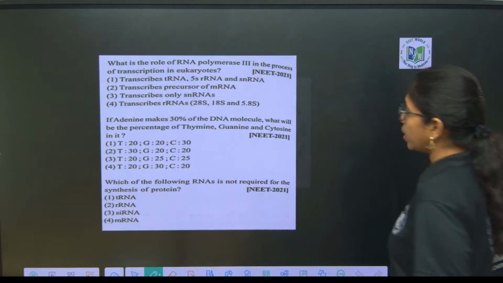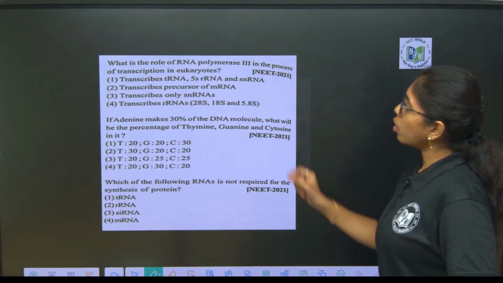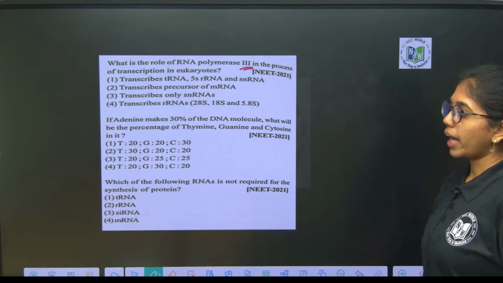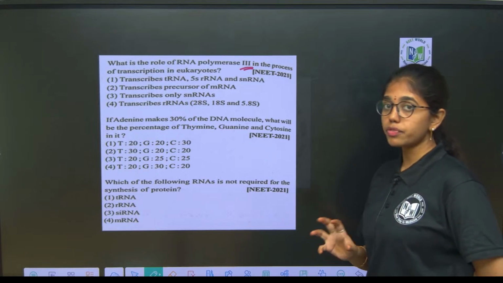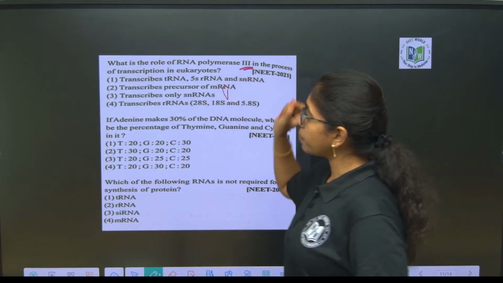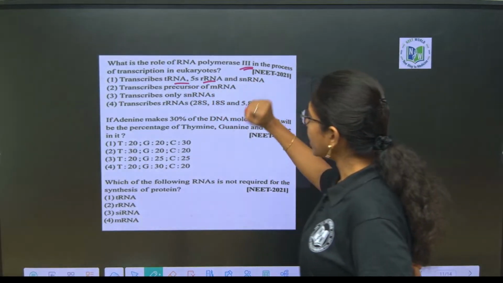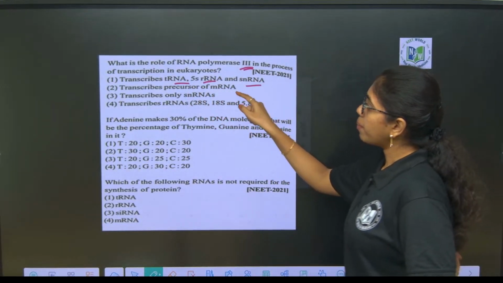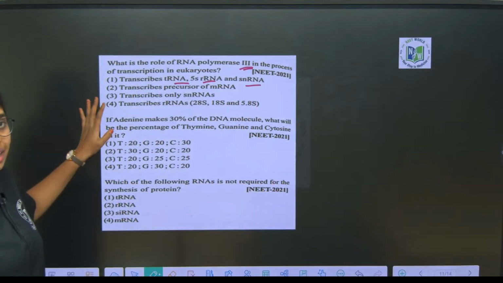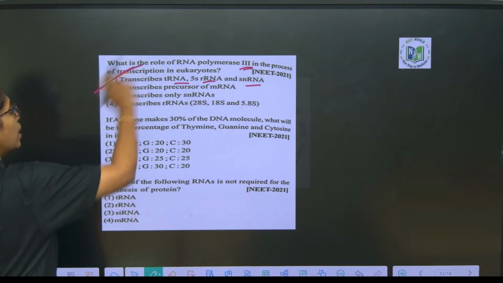Next question, statement based only. What is the role of RNA polymerase 3 in the process of transcription in eukaryotes? We have already discussed the functions of RNA polymerase 1, 2 and 3. RNA polymerase 3 mainly transcribes tRNA, 5S rRNA and snRNA. It has no role in mRNA, because mRNA synthesis is done by RNA polymerase 2. So here option 1 will be the right answer.